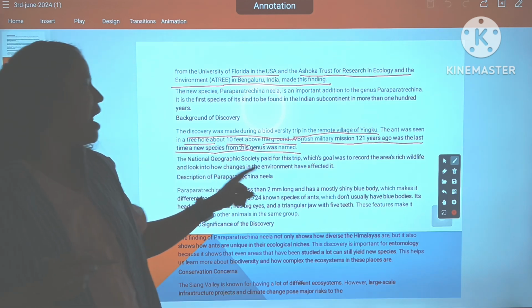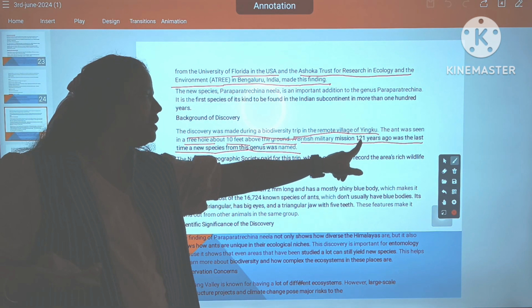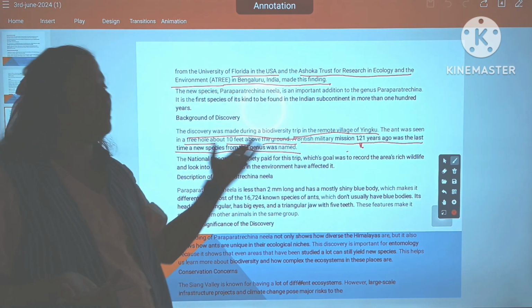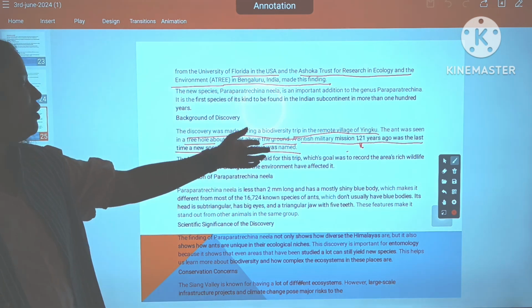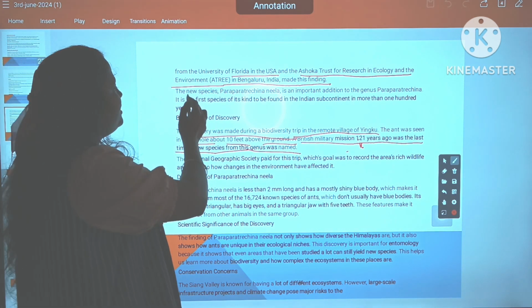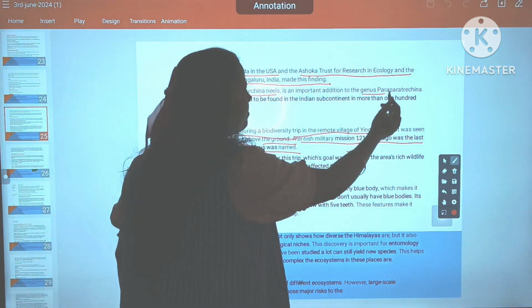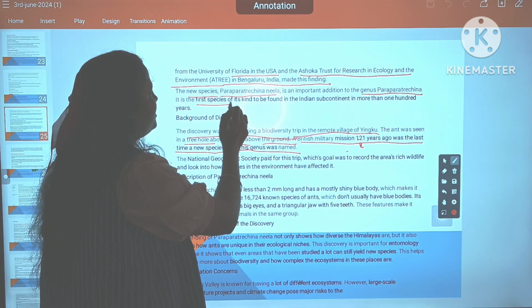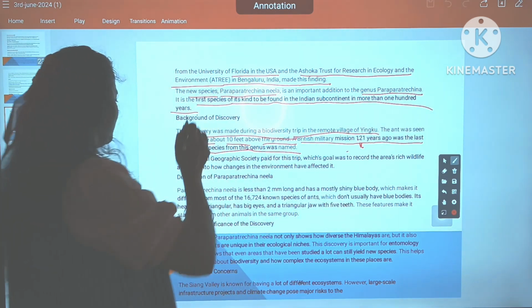Means the rare ant was there in the ecology. It was found 121 years ago, and later it was found now. The discovery was done when they went on a biodiversity trip. What is the specialty of this ant? The new species Parapara trenchia neela is of the genus Parapara trenchia, the first species of its kind to be found in the Indian subcontinent in more than 100 years.